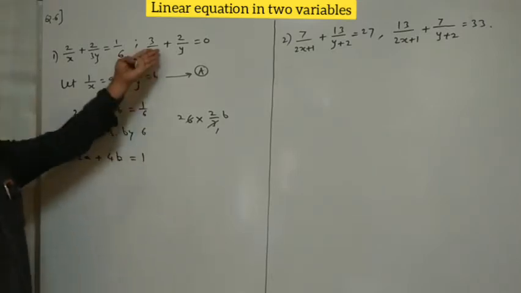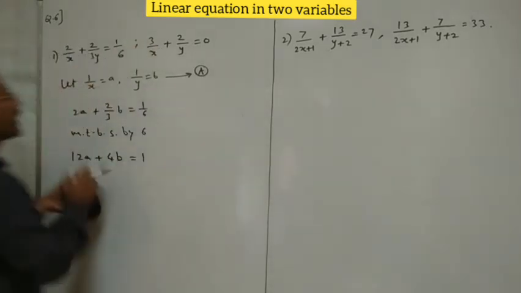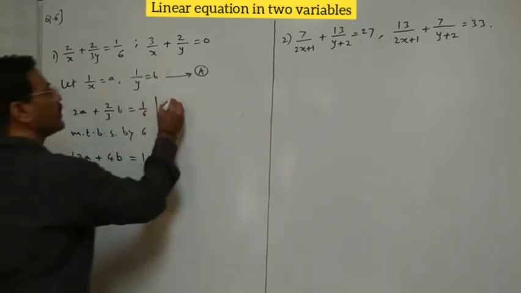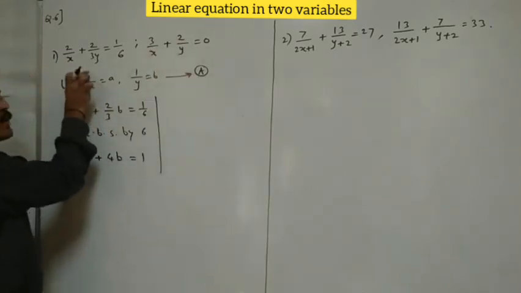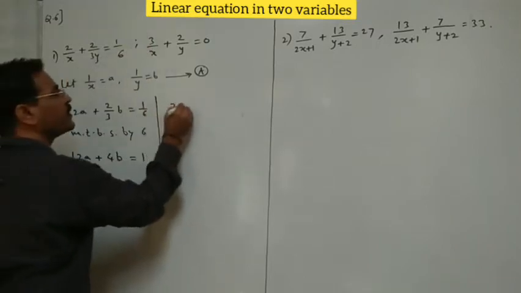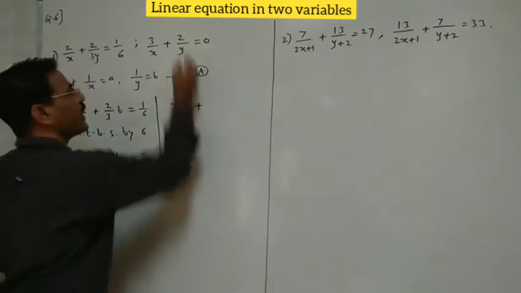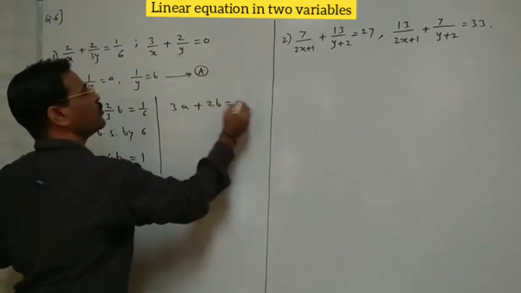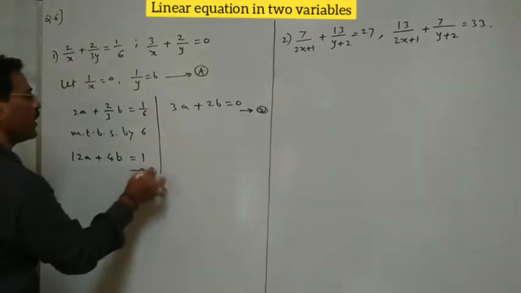Okay, similarly take the second one also. Okay friends, see here, I'll write the second one. What is that? 3 upon x plus 2 upon y is equal to 0. Here also substitute 1 upon x as a. What will you get here? 3a. Here in this part, no problem. Plus what will you get here? 2b is equal to 0. This is equation number 2. This is 1. Understand friends?